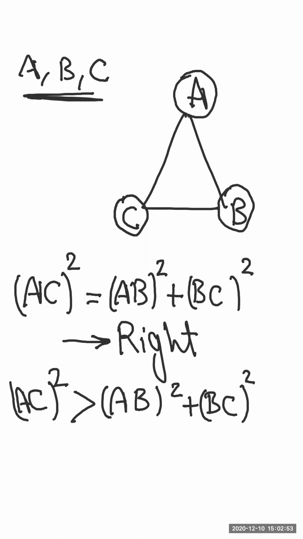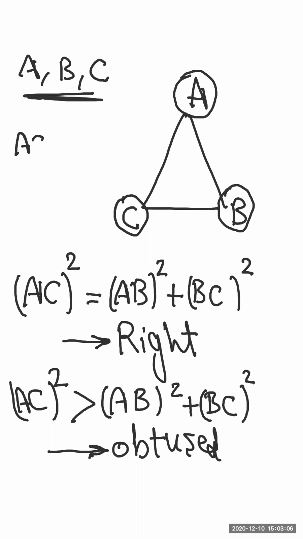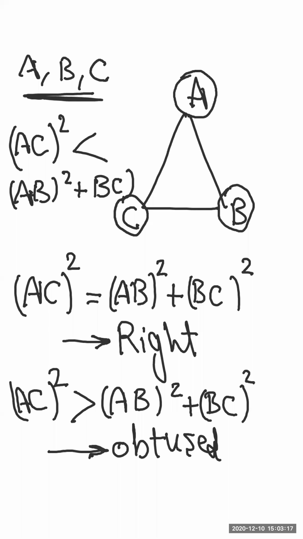In this case, guys, this triangle is obtuse angled. The third case, if AC squared is less than AB squared plus BC squared, in this case it's acute angled. Okay, let's check some examples so that we can understand this point.